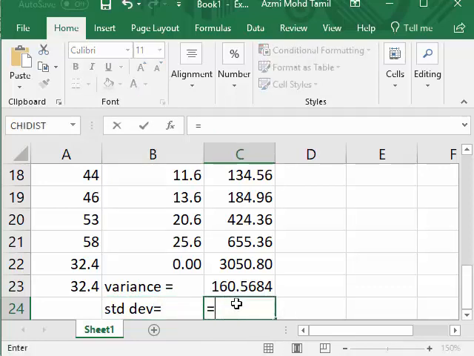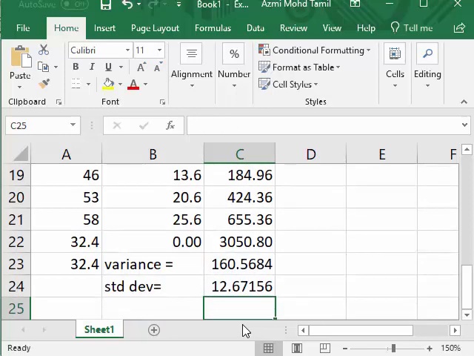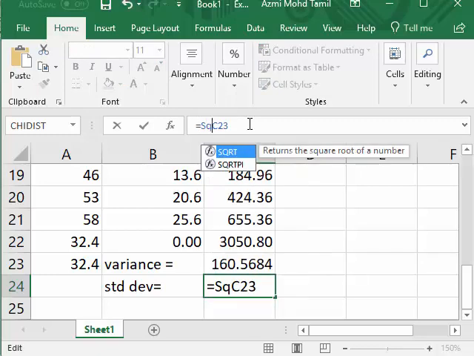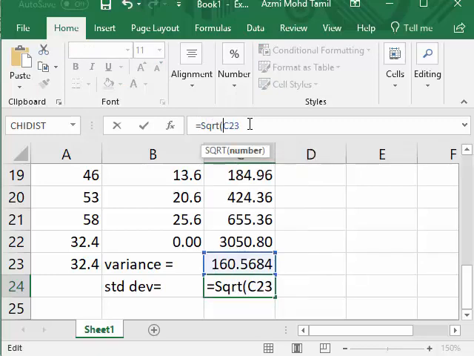So the command here is also the same. You just take the value from the top. You can square it by the power of 0.5, or you can use the proper command. The proper command is square root, SQRT, square root.